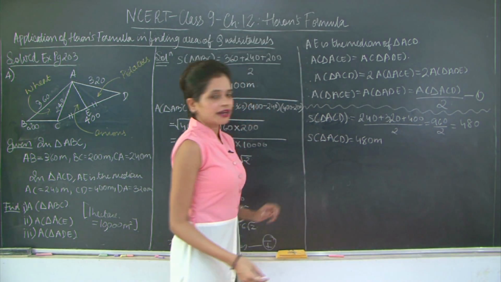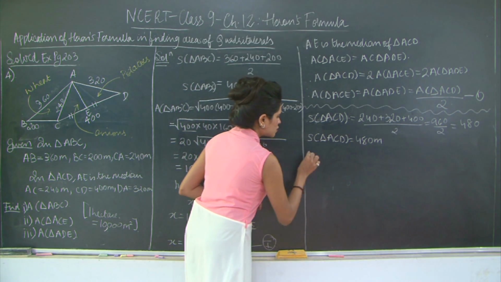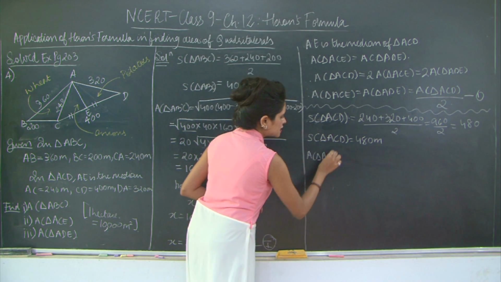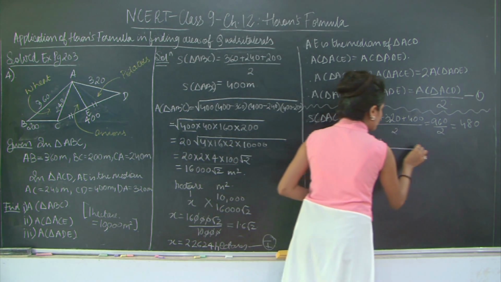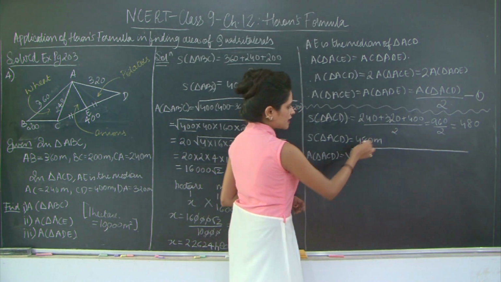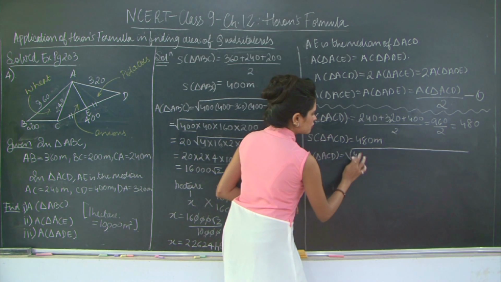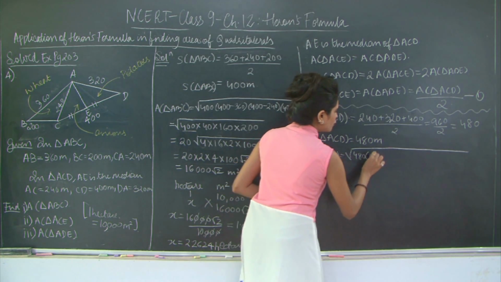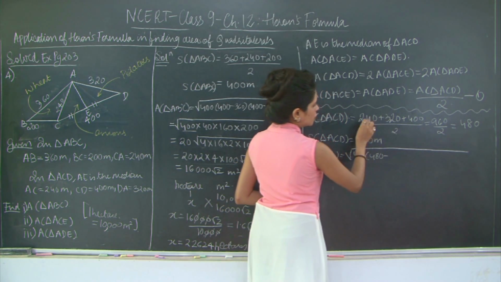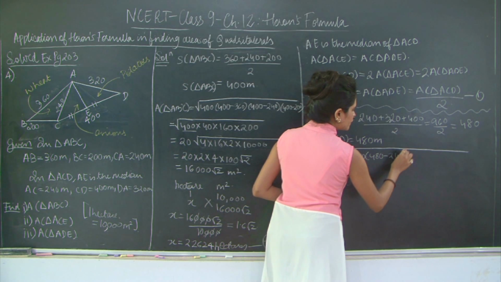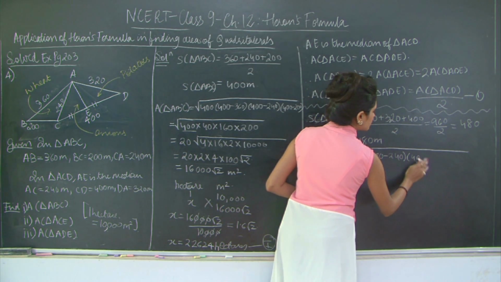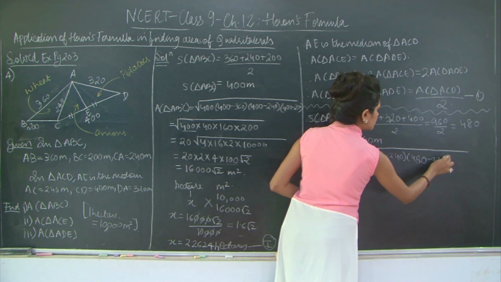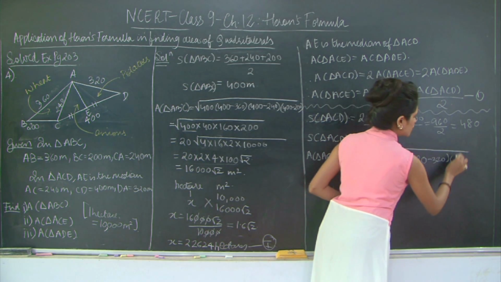Right. Now we will find the area of triangle ACD. So area of triangle ACD will be S into S minus A. So 480 into 480 minus one side, which is 240, then 480 minus 320 and 480 minus 400.